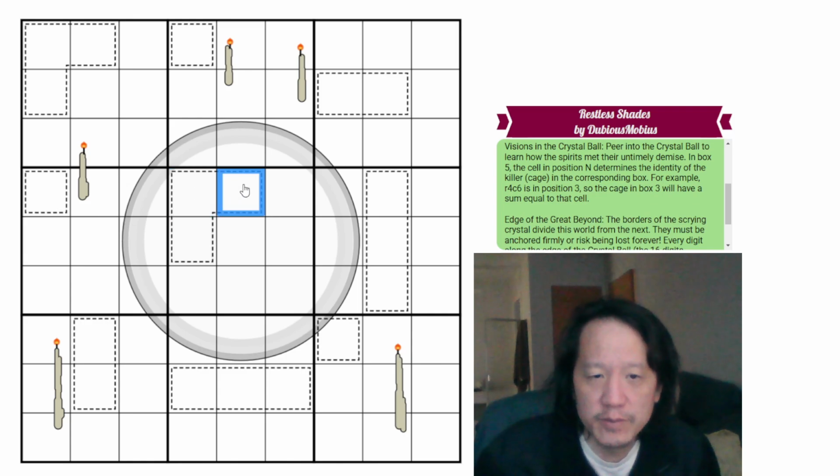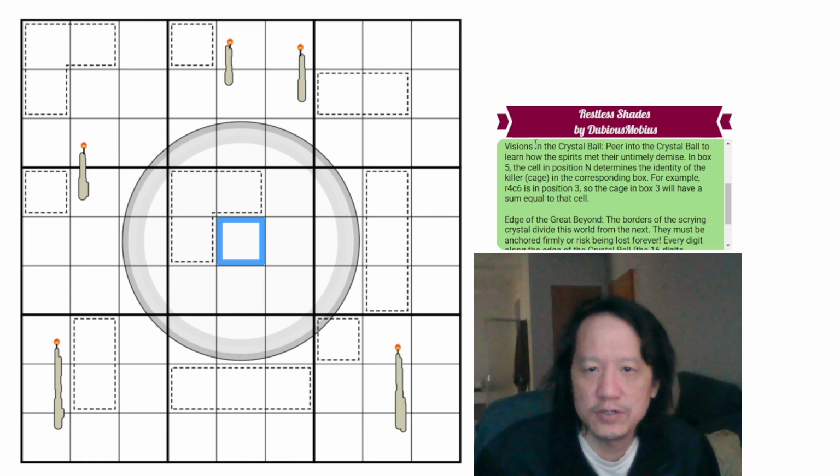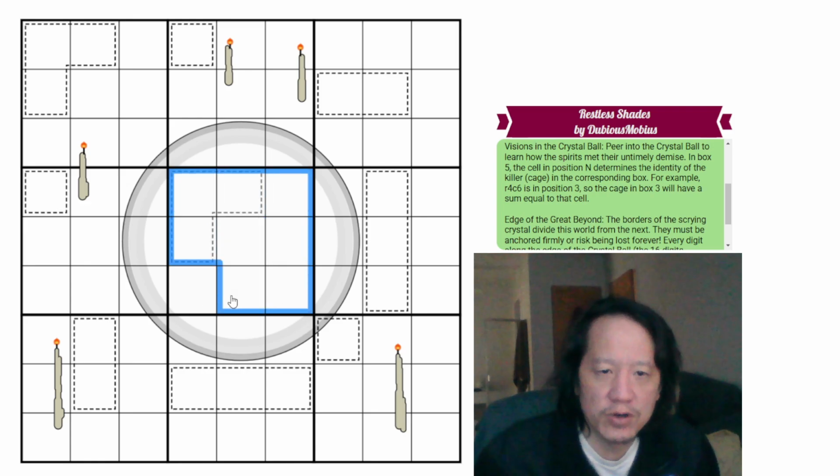Same here. The cell in box 5, which is position 2, this is position 2. And again, it's typical Western reading notation. So the cell in position 2 is equal to the sum of the cells in the cage in box 2. The cell in position 3 in box 5 is equal to the sum of the digits in the cage in box 3, etc. And that's how visions in the crystal ball work, which is basically a box 5 thing where the cell's position determines what it adds up to.